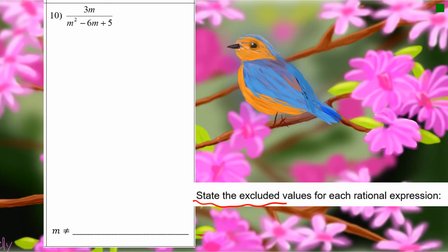Oh, I almost missed it. It's down here. State the excluded values. Okay, I would be doing pink, but I don't have pink.